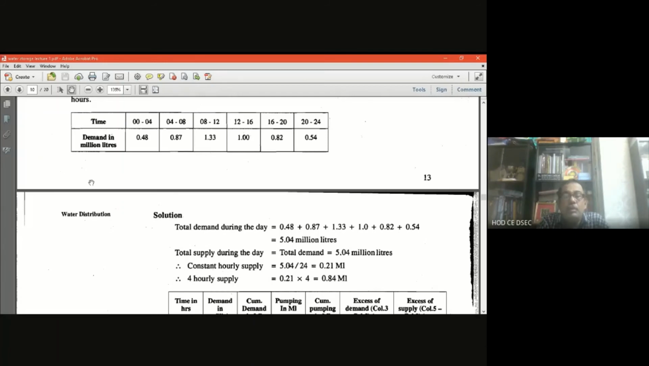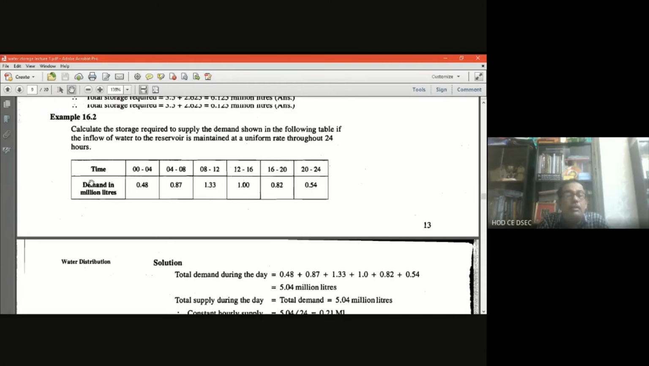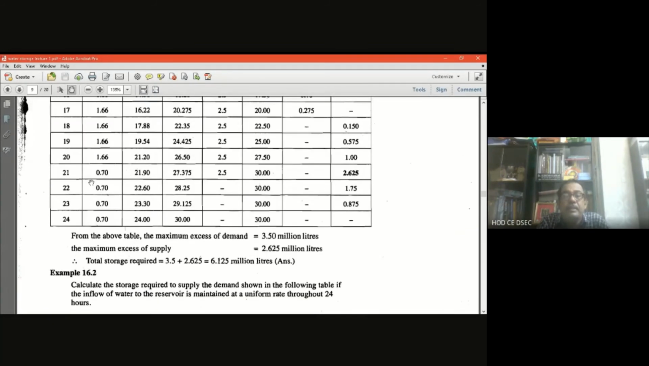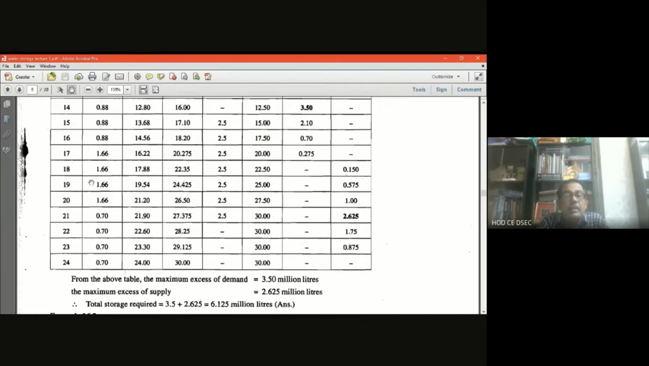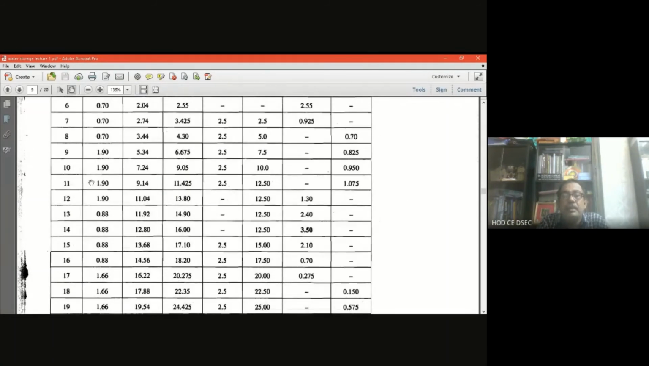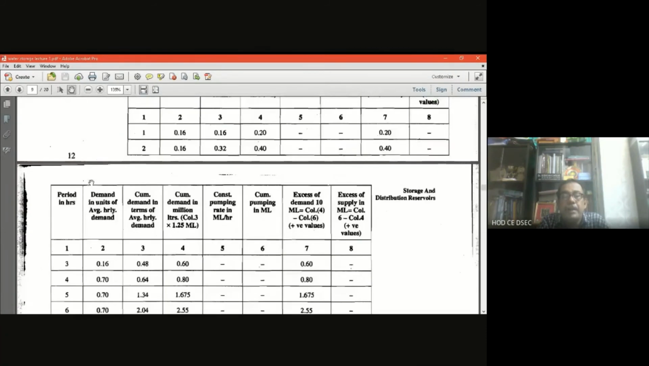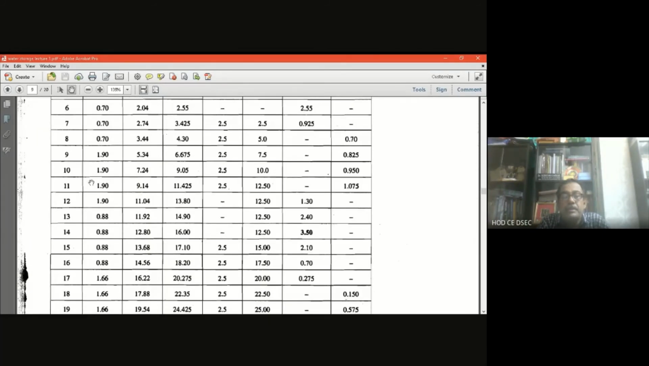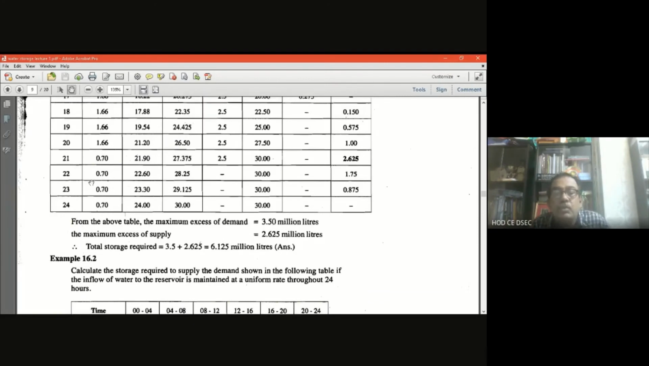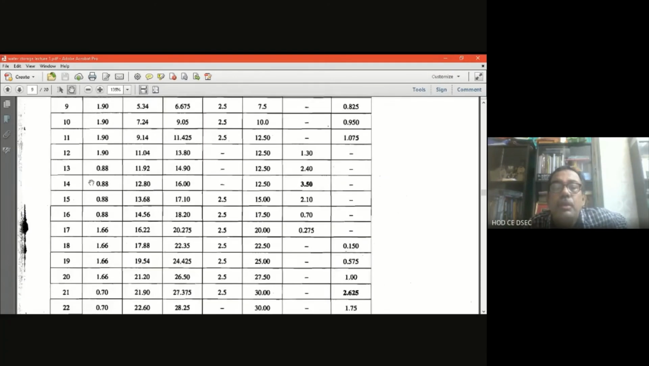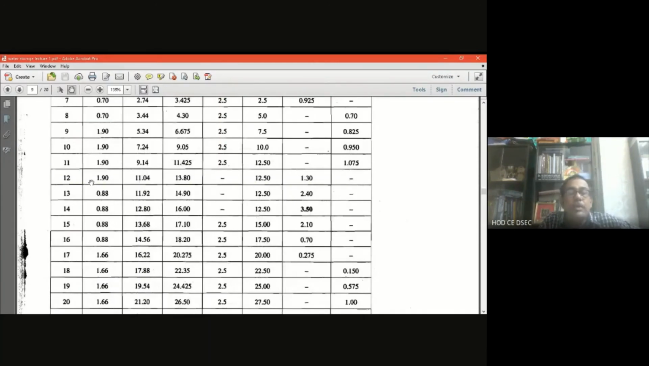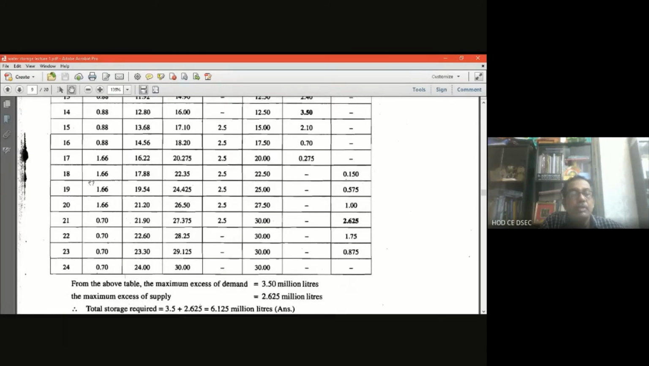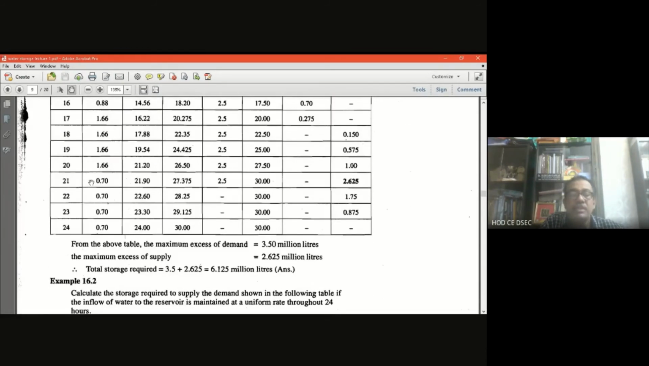Okay. Now, in the second case, the excess demand is 3.5 million liters. I'm just showing you where 3.5 is, corresponding to which hour. Yes, I have found it: 14 hours. Corresponding to 14 hours, you see the maximum excess demand is 3.5. And corresponding to the 21st hour, the maximum excess supply is 2.625.